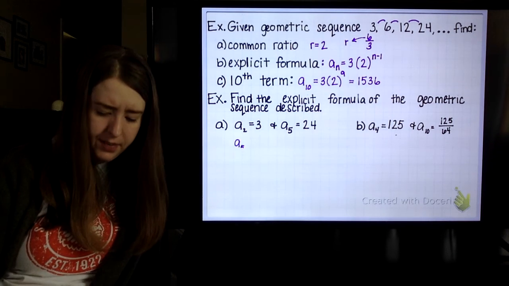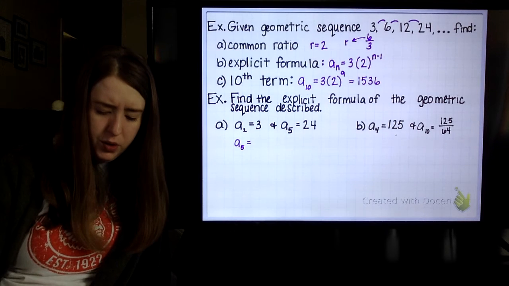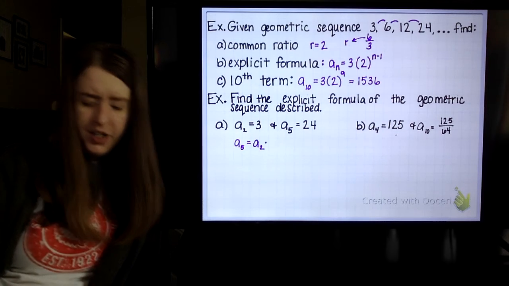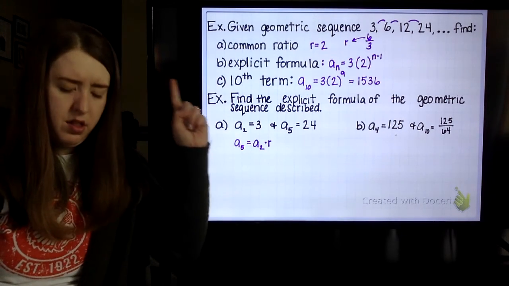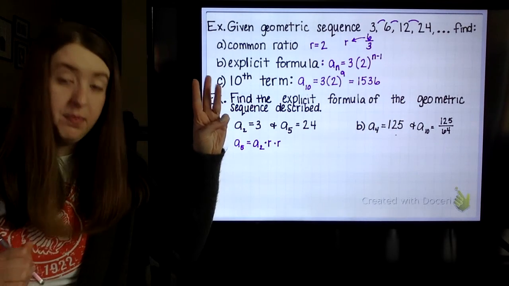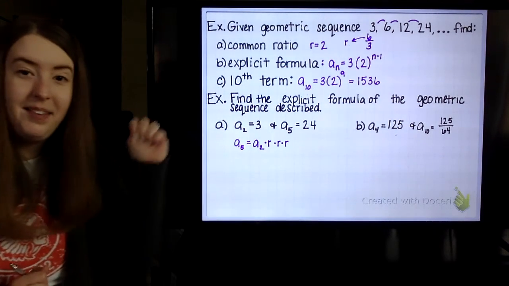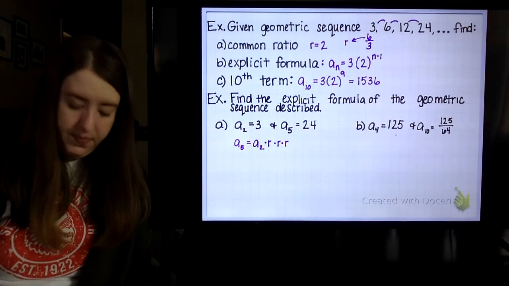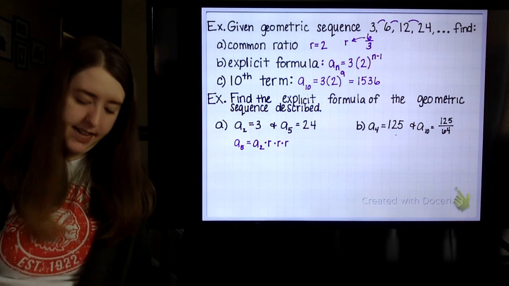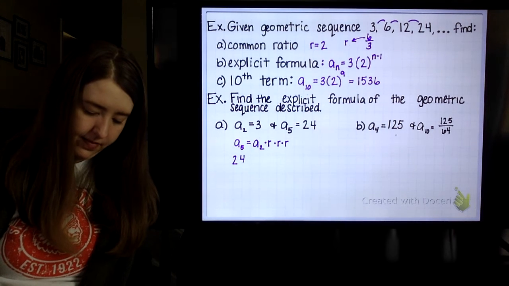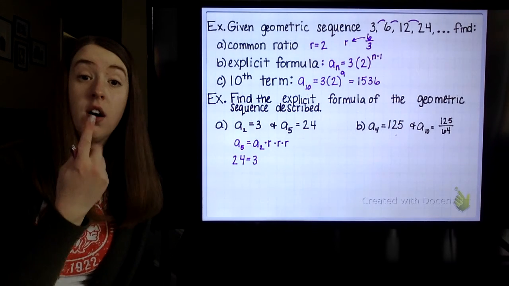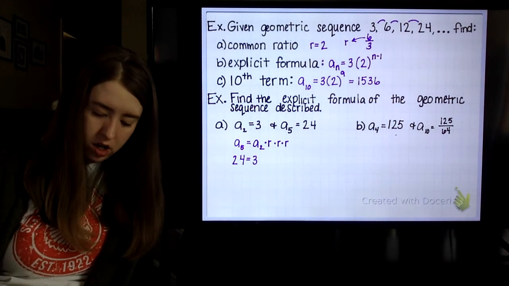My fifth term is equal to my second term times my common ratio happening third term, fourth term, fifth term. So 3 times. Okay? So what can I put in for a sub 5? That's 24. What can I put in for a sub 2? That's 3. And then r times r times r is r cubed.